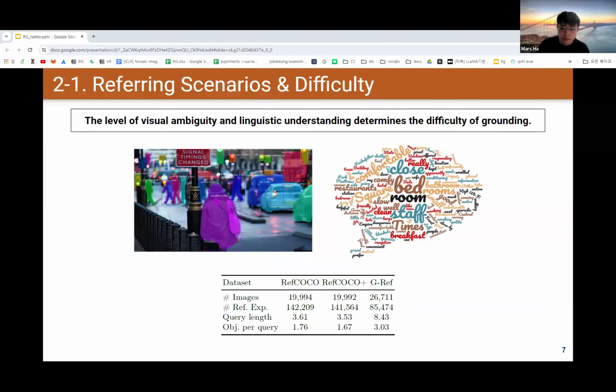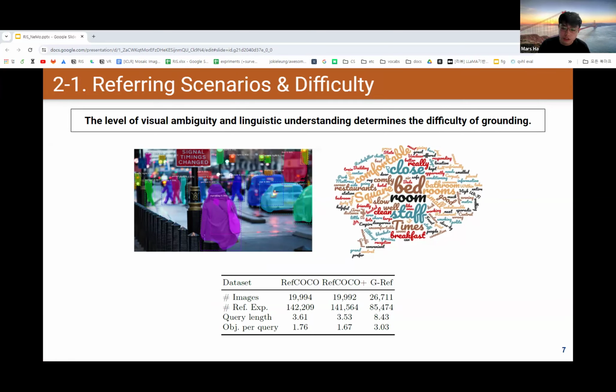Imagine the case where you try to find the object that someone else points at with words. We can naturally expect multiple possible descriptions depending on the situation. In my study, I make an assumption that the factors that affect these referring scenarios can be roughly summarized as twofold: the level of visual ambiguity and the level of linguistic understanding.